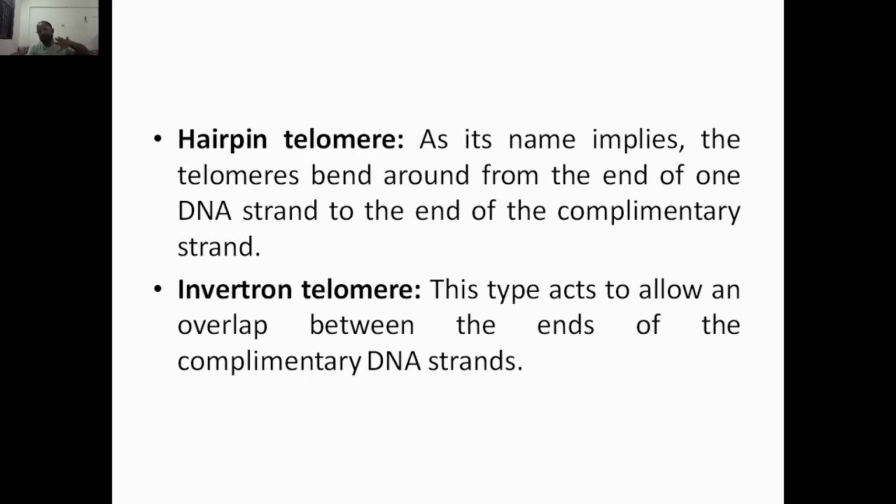So as its name implies, the hairpin telomere bends around one end of one DNA strand to the end of the complementary DNA strand, right? That's why it is called a hairpin telomere. Next, the invertron telomere. This type allows an overlap between the ends of the complementary DNA strands. So here there will be an overlap between the ends of the complementary DNA strands. That's why it is called invertron.